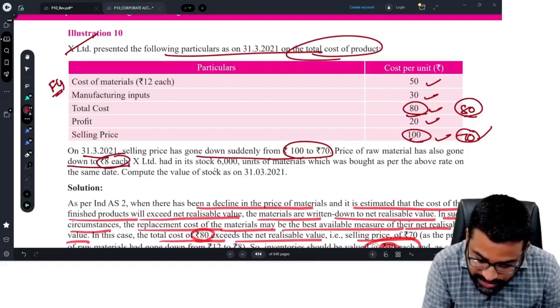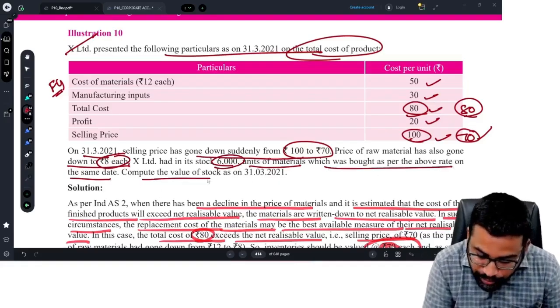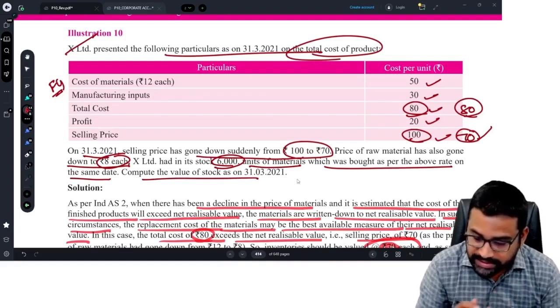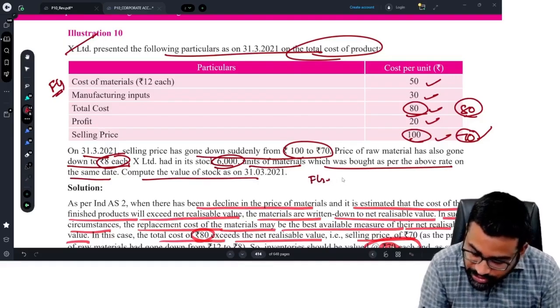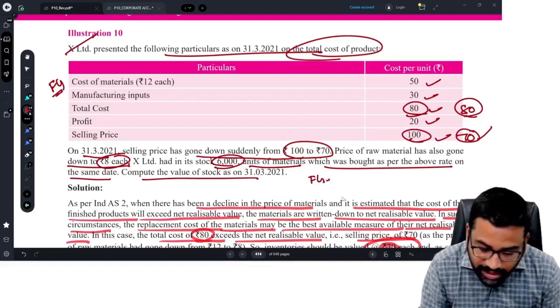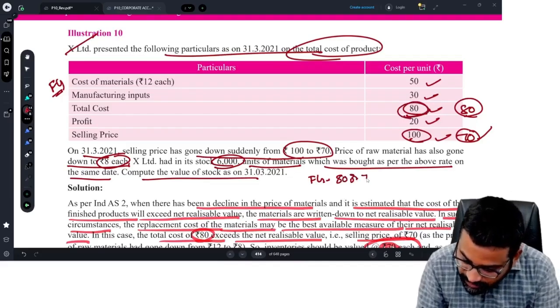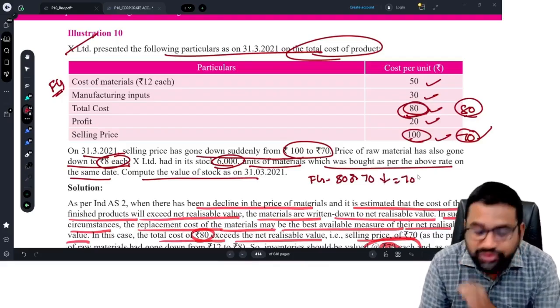X Limited has in its stock 6,000 units of material which was bought as per the rate on the same date. Compute the value of stock on 31st March 2021. How to compute the value? Tell me. See, first two things here. One is finished good. What is the finished good valuation point? Cost or NRV, whichever is lower. What is the cost? 80. NRV 70. Because 100 to 70. Now whichever is lower, that means 70. So finished good is done.